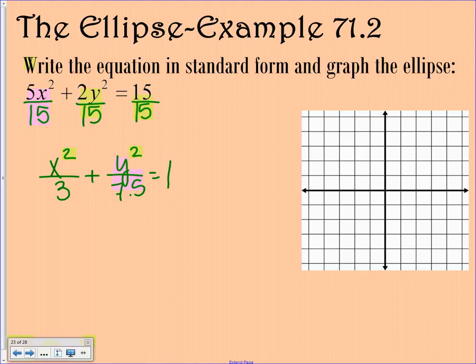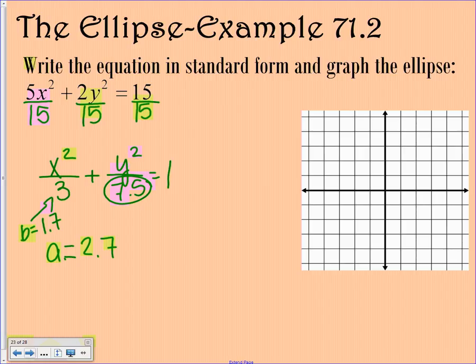So the way that we're going to graph it is to find our A and our B. Well, this is the larger number. 7.5 is much larger than 3, so that's going to be our A value. So our A is actually going to be the square root of that, which is about 2.7. And then the 3 is going to be our B. And so the square root of 3 is going to be 1.73, etc. So those are your A and your B.